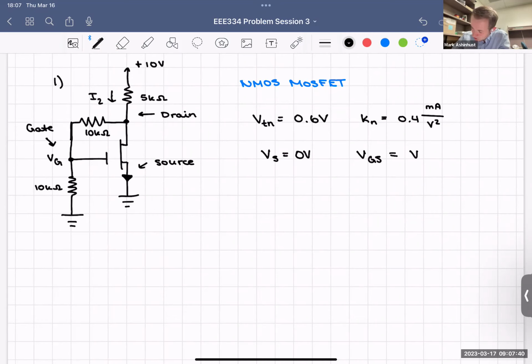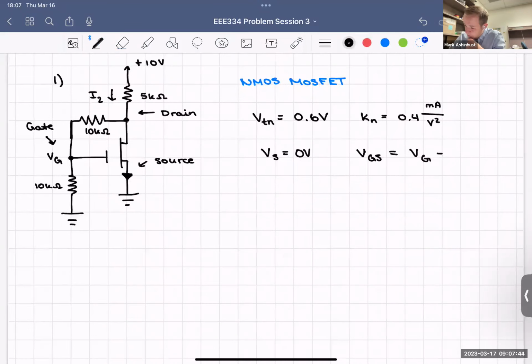So when we're looking at VGS, it's actually VGS equals VG, because VGS is the voltage at the gate minus the voltage at the source. Well, the voltage at the source is 0. So the voltage at the gate minus 0 is just the voltage at the gate. It's good to know. It might come in handy with some things we want to know later, and we will see that. That is going to help us out as we move on.